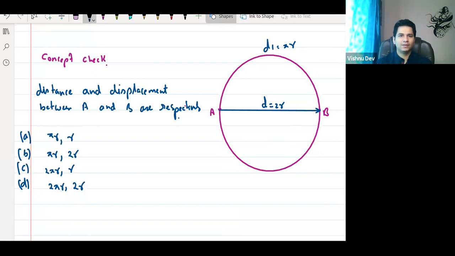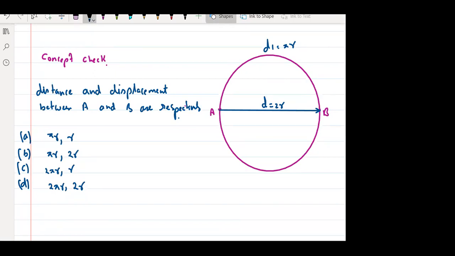Everyone, tell me. Yes, Swati. Yes, Rania. Correct. No, the answer is not D, by the way. I'm telling you, the answer is not D. 2r is equal to r is wrong, right?